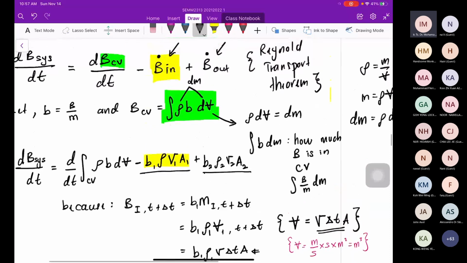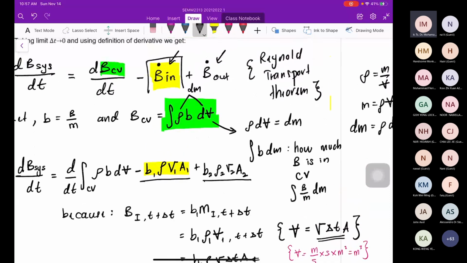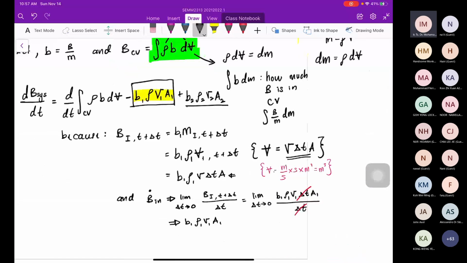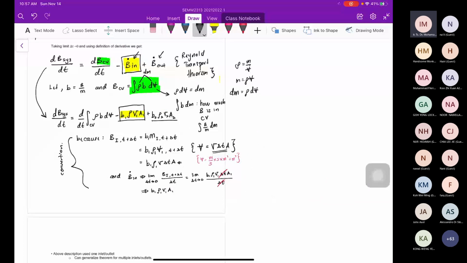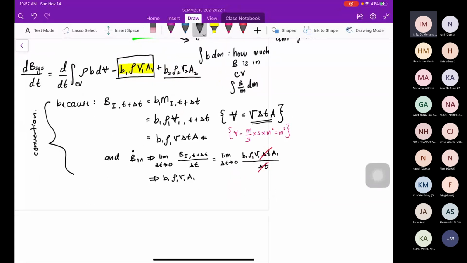Okay, you can see the change from B here. I convert into this form. Okay, this is the whole explanation, explaining the conversion. I hope you understand how to convert this. Right. This is input. Same goes for B output, which is B2, rho 2, V2, A2. Right.